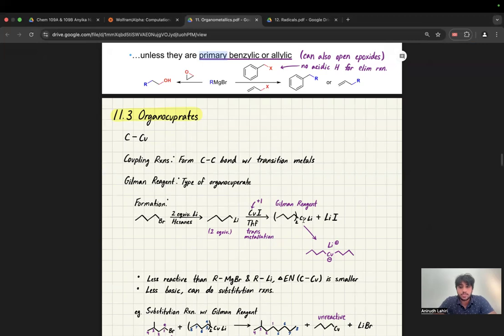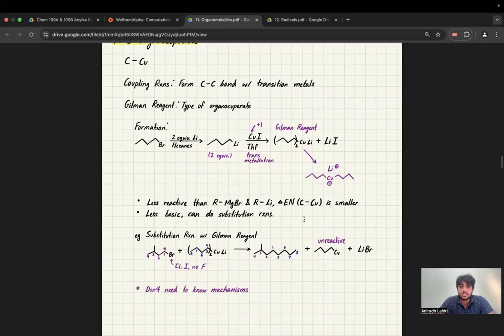Okay, this is less reactive than RMgBr and RLi. The difference in electronegativity between them is smaller, it's less basic, and it can do substitution reactions. So you don't really see it doing eliminations, right? This is one of the differences between Grignard and Gilman. It's a little bit weaker nucleophile, and weaker base means I prefer substitution.